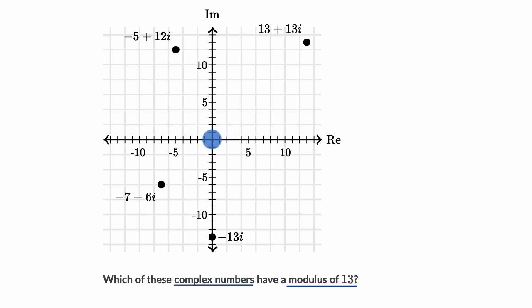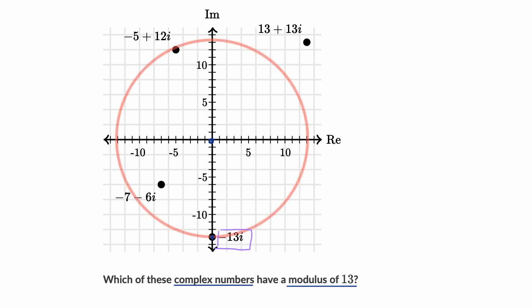If this is the origin right over here, we see that if we go exactly 13 units down, we have this point right over here, negative 13i. So immediately, right out the gate, I say, okay, that complex number has a modulus of 13, but is that the only one? Well, we can actually visualize all of the complex numbers that have a modulus of 13 by drawing a circle with radius 13 centered at the origin.